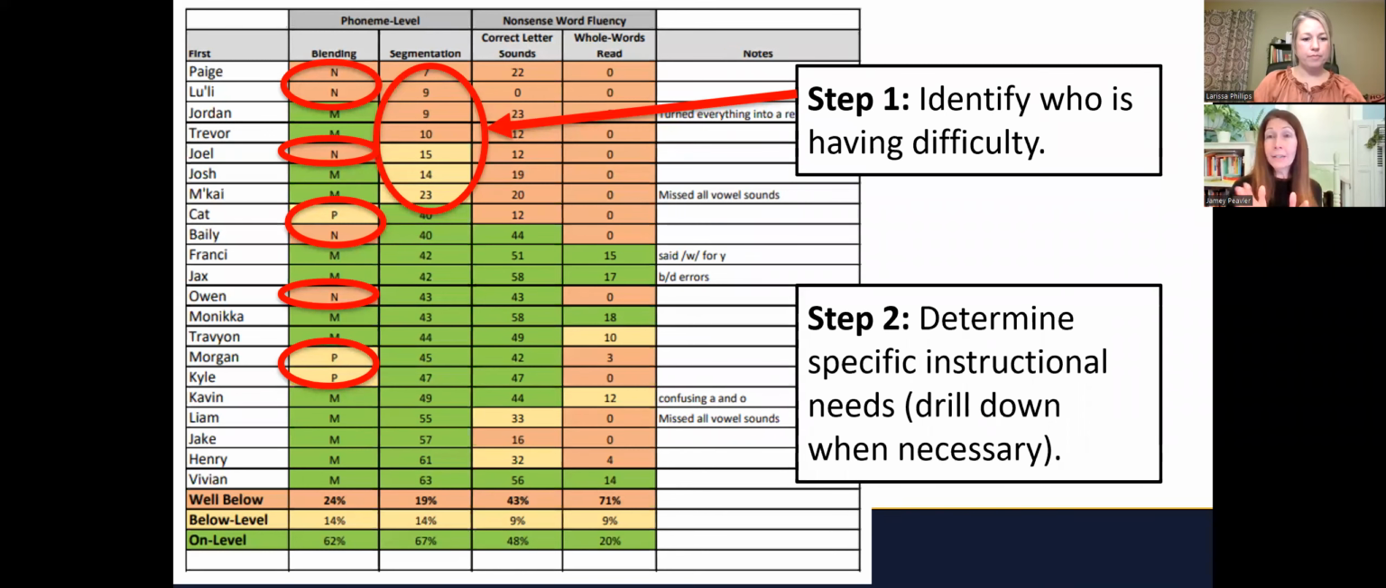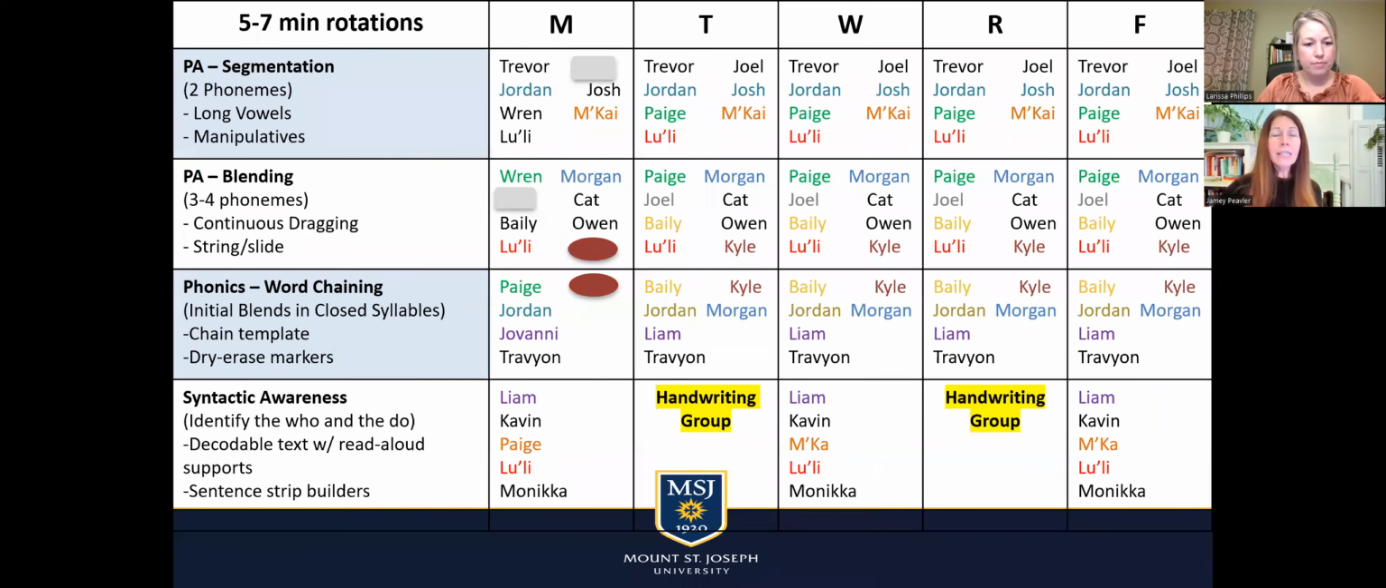Are they just repeating the word back? Are they segmenting onset and rime? So I may need to drill down and get some more information. So when I use that data, I create my plan for what I'm going to do with these students. And I don't create a 6-week plan. I create a week plan because students are dynamic and some will move more quickly and some are going to need more time.